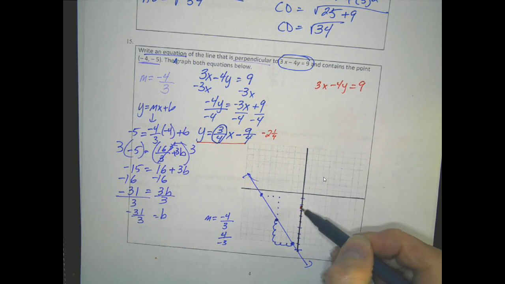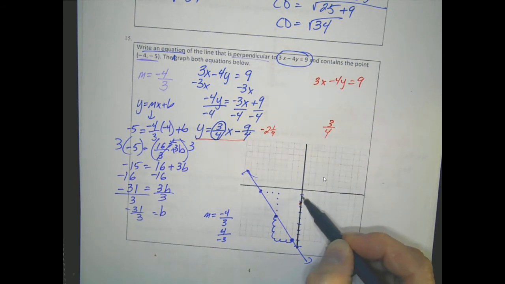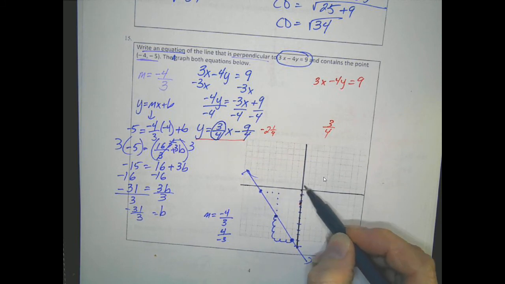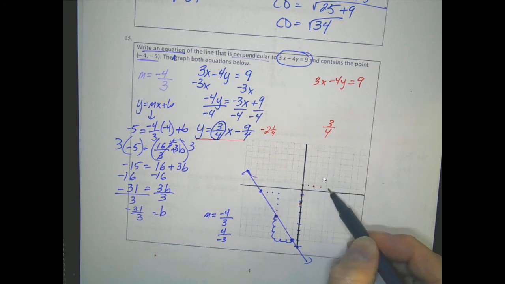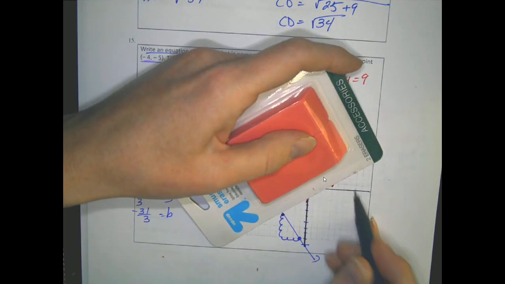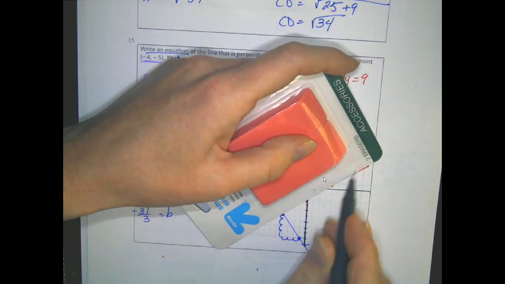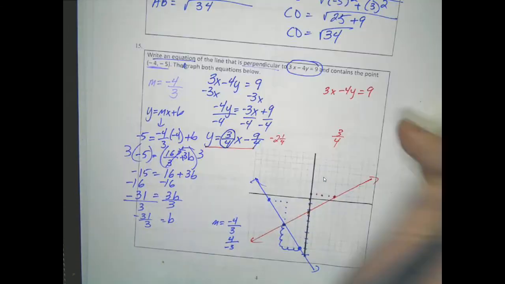So my slope is 3/4, so I could go up 3, 1, 2, 3, and to the right 4, 1, 2, 3, 4. So you could graph it that way, and that would be fine if you want to just kind of approximate. That's one way you could do it. The other way is to find another point on that line.